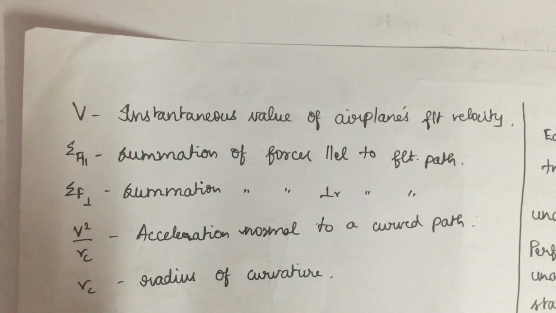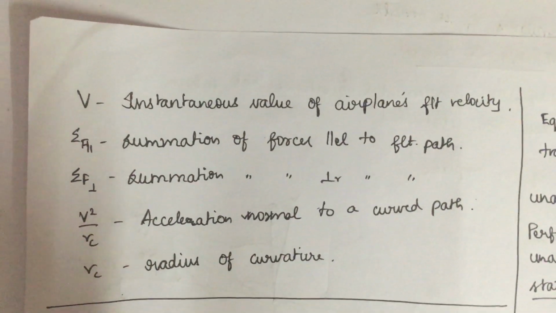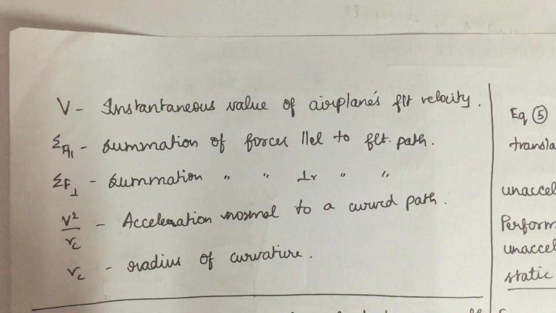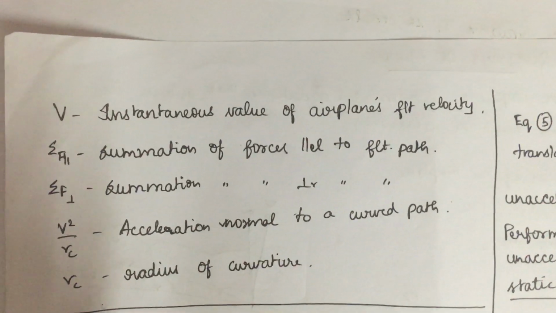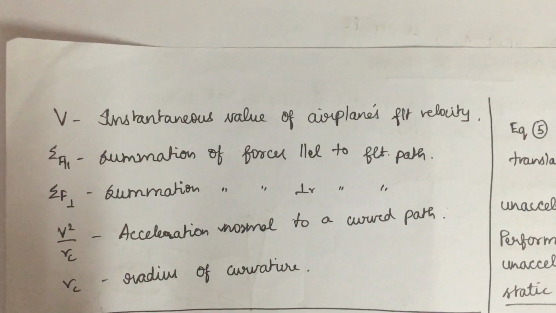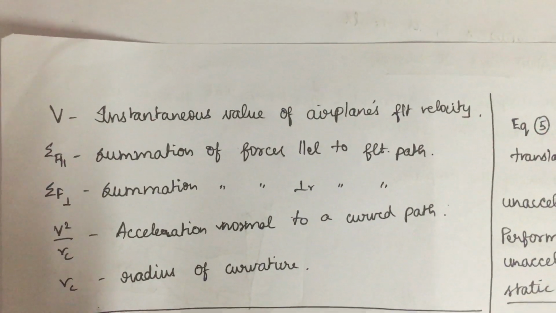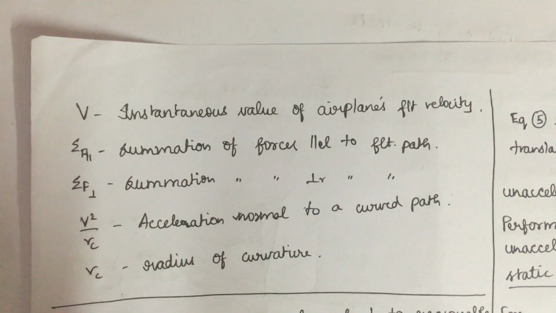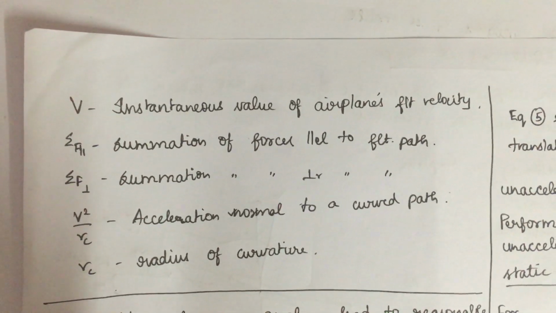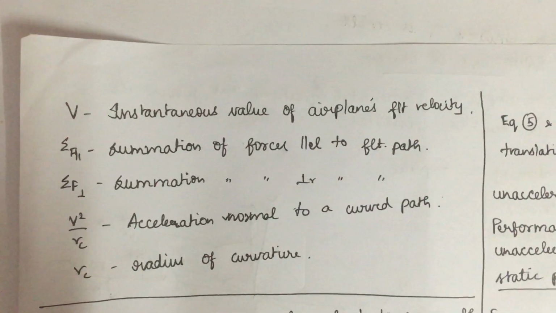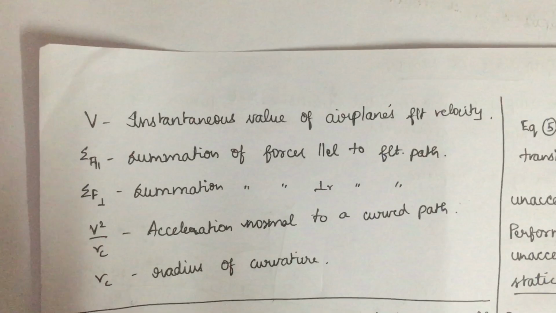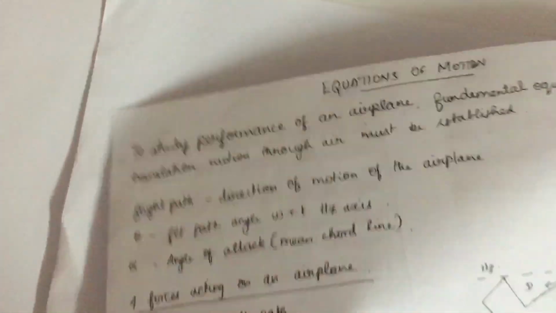Okay, we will see what all the things are that are there. So V is the instantaneous value of the airplane's flight velocity, and sigma F parallel is the summation of forces parallel to the flight path, and sigma F perpendicular is the summation of forces perpendicular to the flight path. And V squared by Rc is the acceleration normal to the curved path, where Rc denotes the radius of curvature. Okay, so this is what I am taking now.